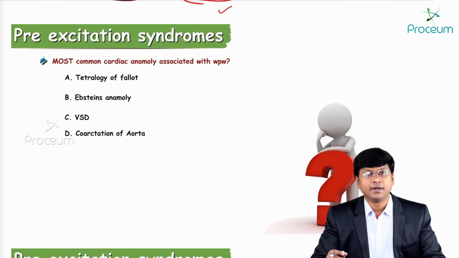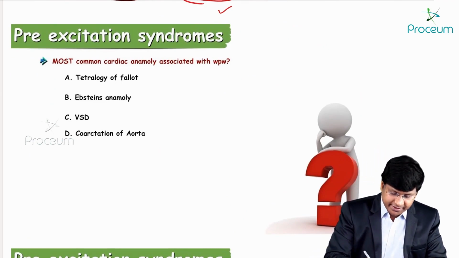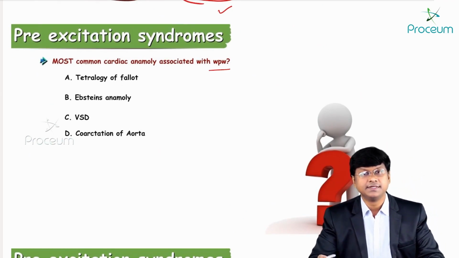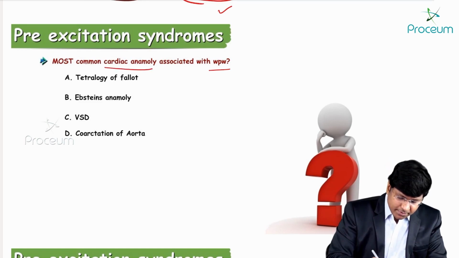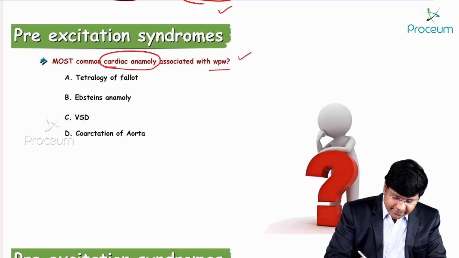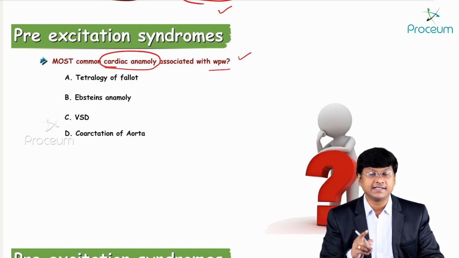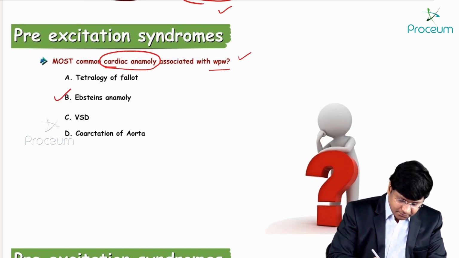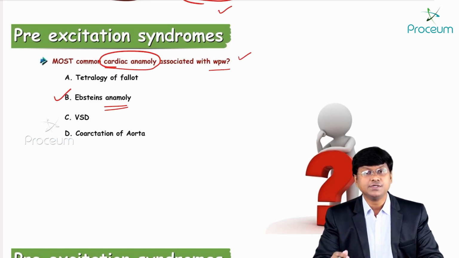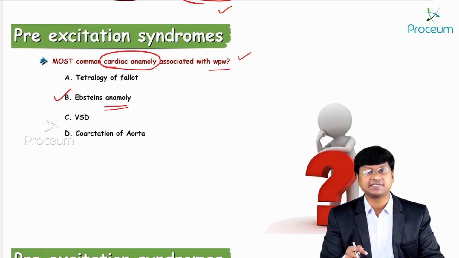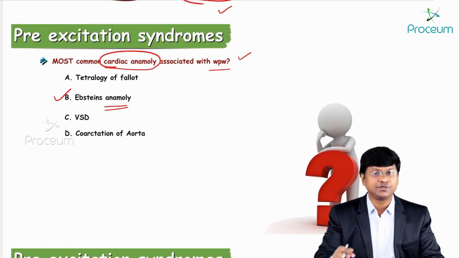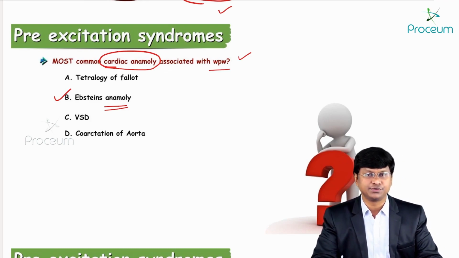Now, take this multiple choice question. Most common cardiac anomaly associated with WPW syndrome: tetralogy of Fallot, Epstein's anomaly, ventricular septal defect, or coarctation of aorta. The answer to this question is Epstein's anomaly. In Epstein's anomaly, there is a high chance of the presence of accessory pathways, and that makes the individual develop what is called WPW syndrome.